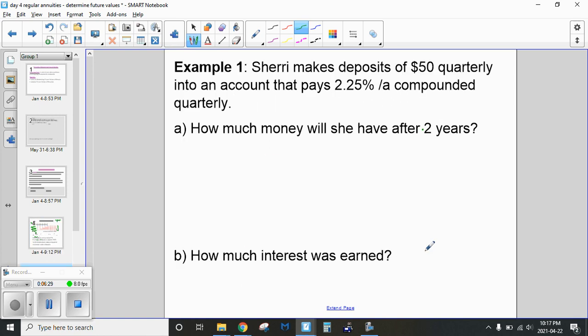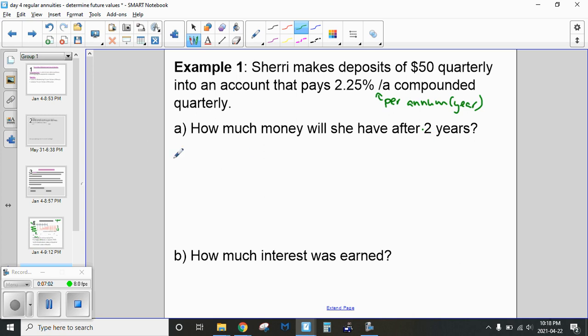All right, example one. Sherry makes deposits of $50 quarterly into an account that pays 2.25% per annum. This means, remember, per annum or per year, compounded quarterly. So every quarter, which is every 3 months, she's putting $50 into her account. How much is she going to have after 2 years?